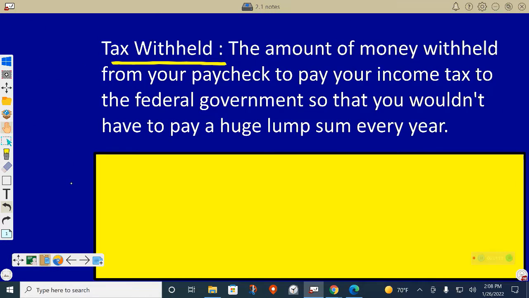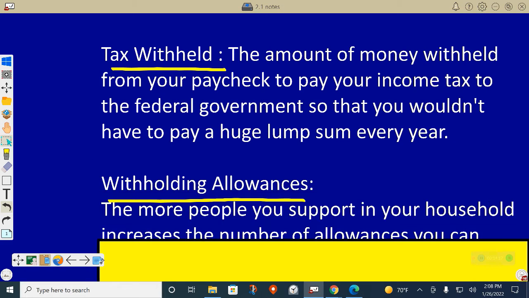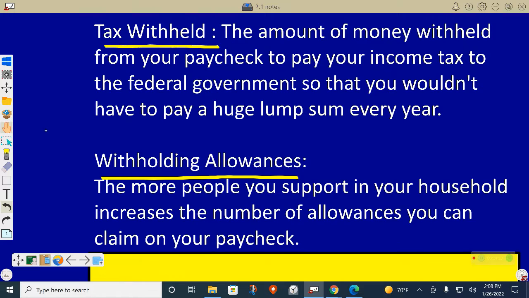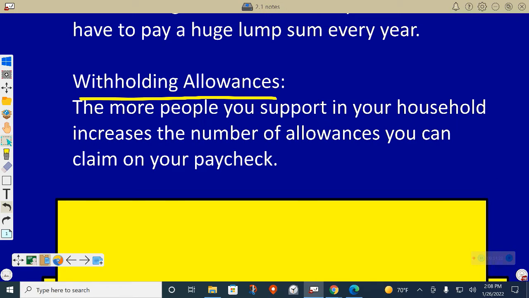Last word, and we're done. Now this is for people with families. It's withholding allowances. Go and write that down. Last word. Withholding allowances. The more people you support in your household increases the number of allowances you can claim on your paycheck.